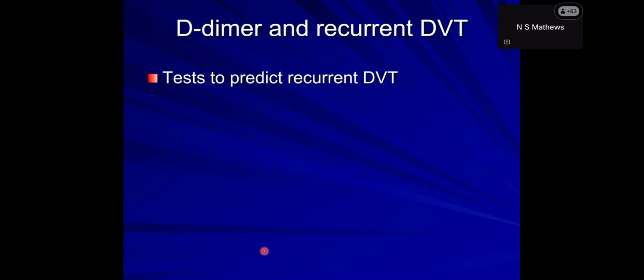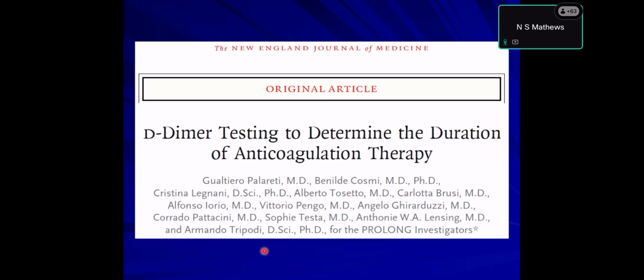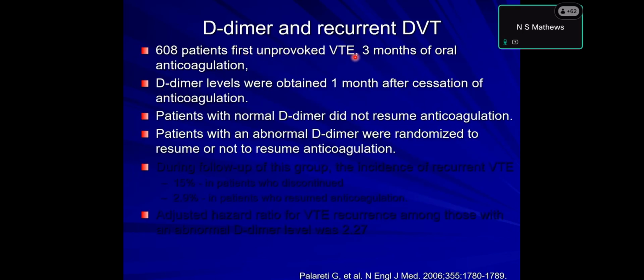So when we talk about recurrent DVT and the test to predict recurrent DVT, you look at articles even from a little way back, on D-dimer testing and its utility in determining the duration of anticoagulation therapy. In that particular study, 608 patients with first unprovoked VTE had 3 months of oral anticoagulation, with D-dimer levels obtained 1 month after cessation of anticoagulation. Patients with normal D-dimer did not resume anticoagulation, and patients with an abnormal D-dimer were randomized to not resume or resume anticoagulation. And then they looked at the outcome rates.